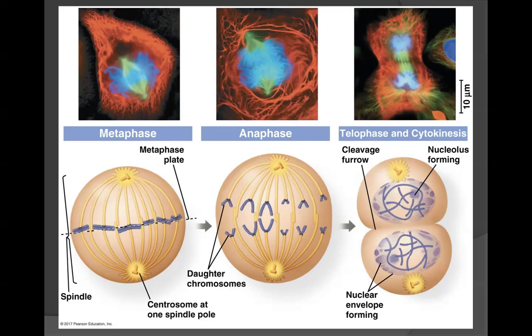Then we will have telophase and cytokinesis, starting with a cleavage furrow forming that will eventually pinch off and form the two daughter cells. We can also see that the chromosomes are now fully separated and starting to unwind. As they unwind, we will get the reappearance of the nuclear envelope. Also note that within each daughter cell, we now have one centrosome present.